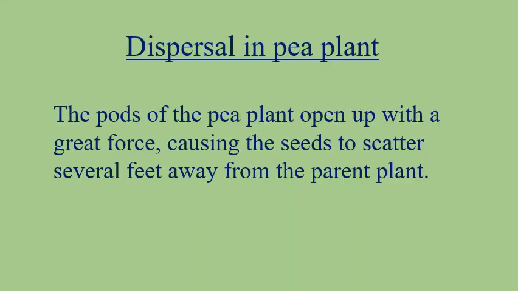The most important example of seed dispersed by explosion is that of a pea plant. The pods of the pea plant open up with a great force and cause its seeds to scatter several feet away from the parent plant.